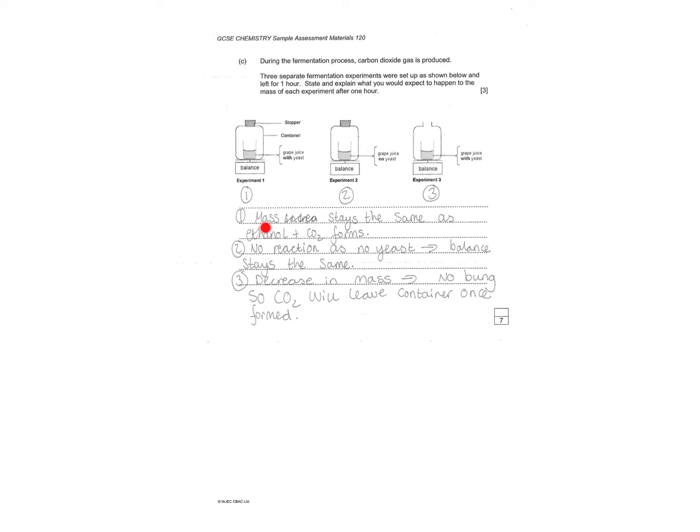This kind of question comes up quite a lot, explaining what was happening in each one. So number 1, the mass would stay the same as ethanol and carbon dioxide are formed, and it's got a bung, so no gas can escape. Number 2 then, no reactions, no yeast, so the balance stays the same. Number 3, there'll be a decrease in mass because there's no bung, so the CO2 will leave the container once formed.